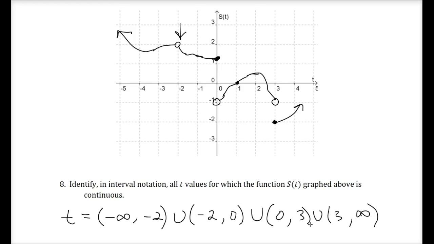Now, according to what you have drawn, your values of t may be different, okay? So for instance, you may not have from -infinity to -2. You may have wanted to stop your function right along here at when t is equal to -4. So in that case, instead of having a -infinity here, you would have a -4, okay?